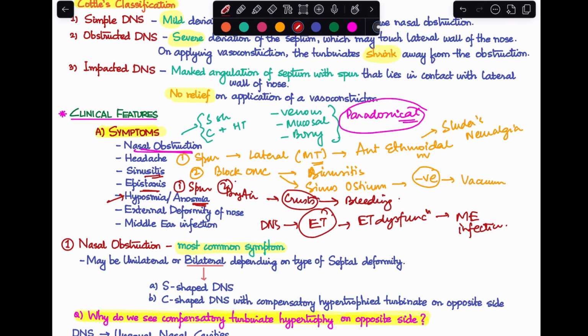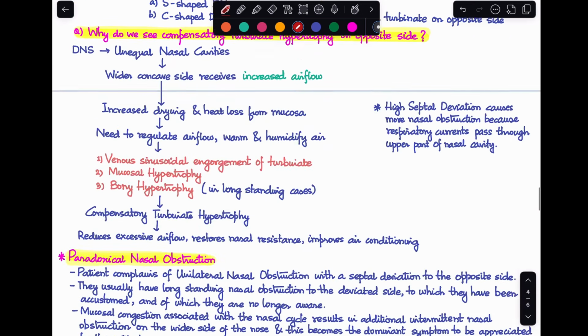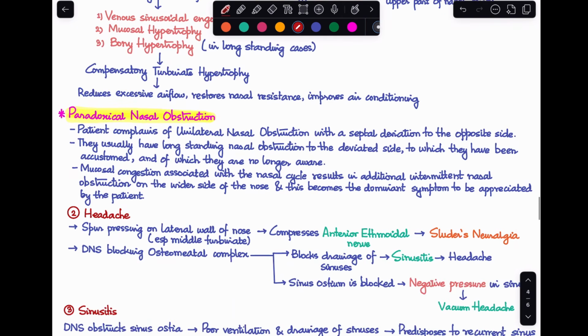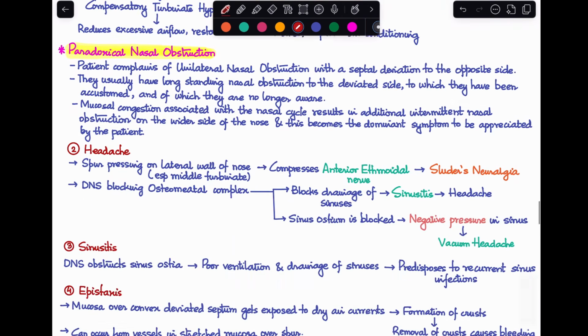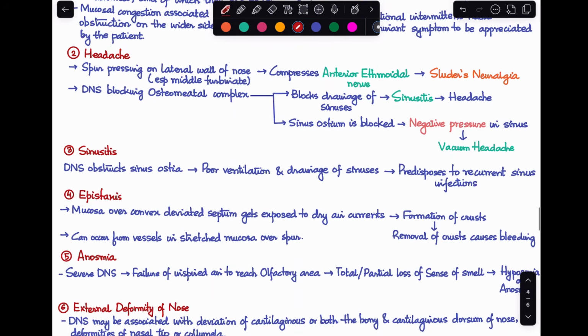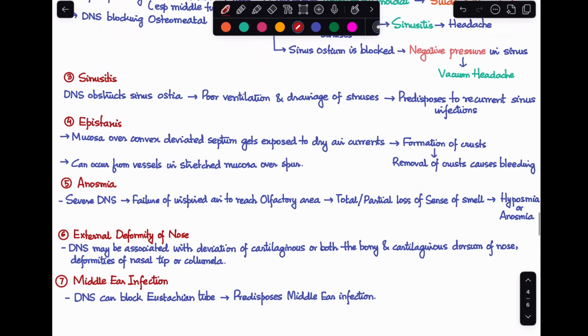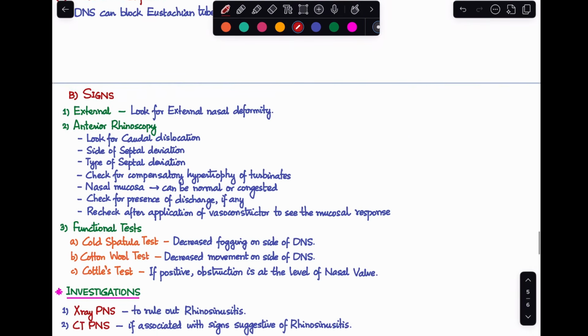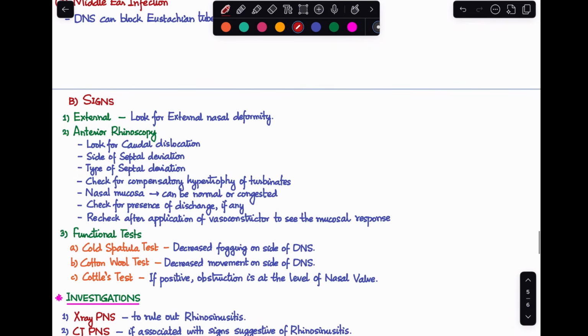Now, what are the different signs that you will be seeing when you examine the patient? When you examine the patient, first of all you should be looking at the external nose. You look for any external nasal deformity that the patient might be having. After that, we'll perform an anterior rhinoscopy of the patient. When you perform anterior rhinoscopy, we know all the different types of DNS that could be present, so we'll be on the lookout for each one of them.